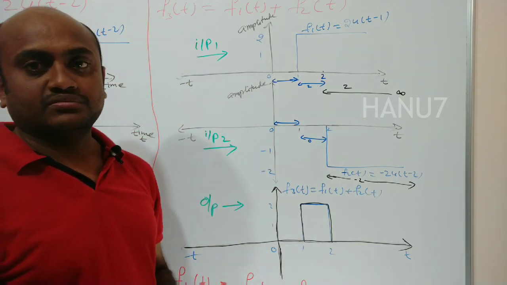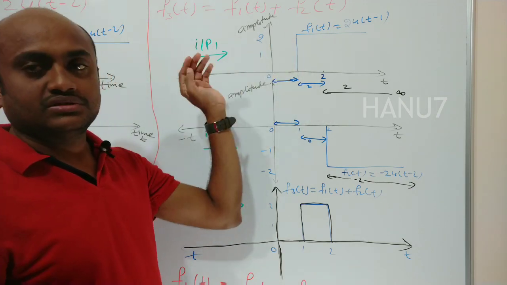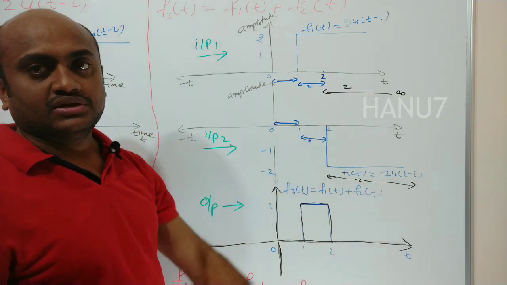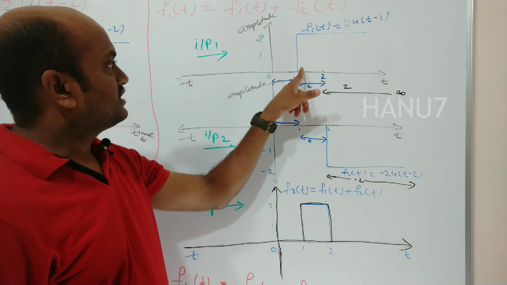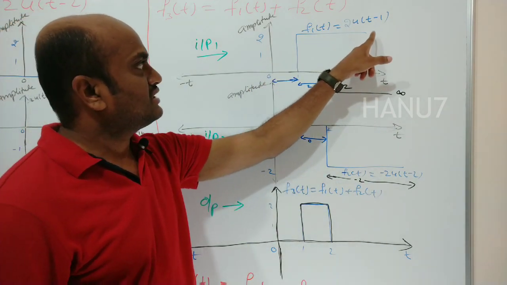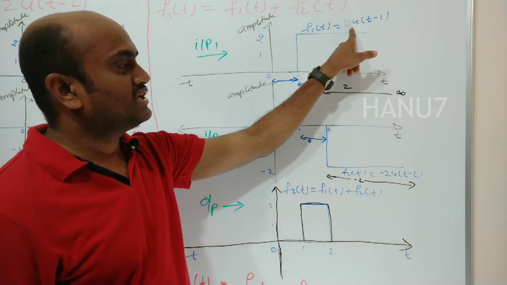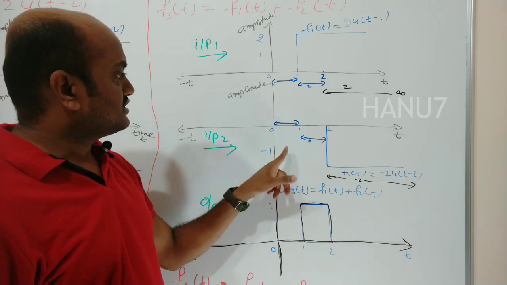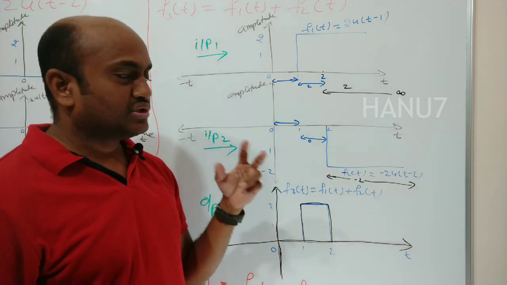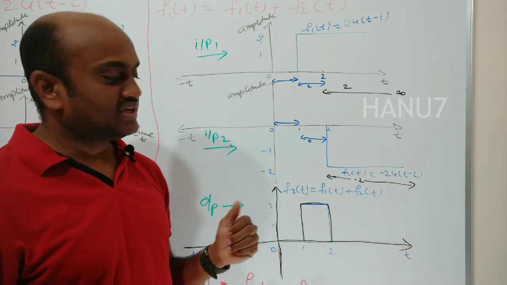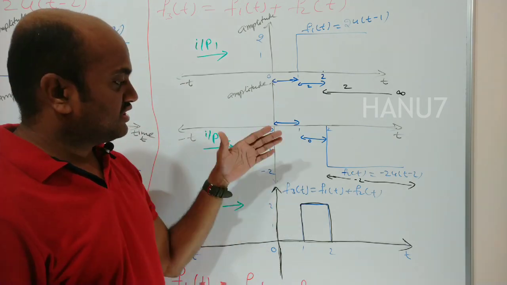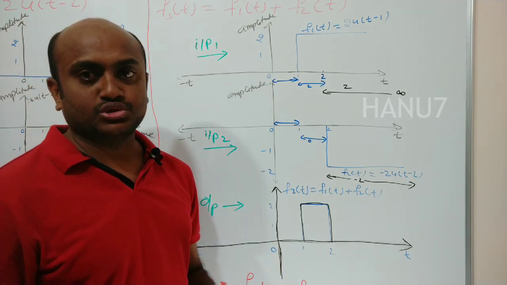Here we are going to perform addition of the given two signals, f1 of t and f2 of t. What is f1 of t? It is a unit step signal delayed by 1 unit and scaled by 2, which is the first problem which we solved just now. And the second one is a unit step signal delayed by 2 units and scaled by minus 2, which is the second problem which we solved just now. Now we are going to perform addition of these two.